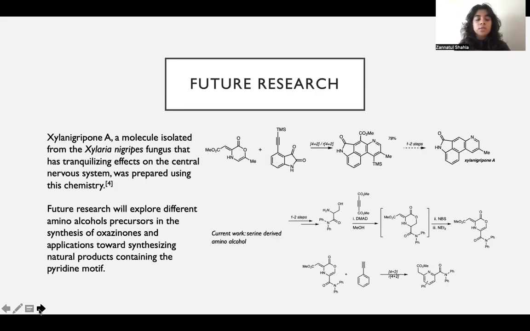Some future research is applying this pathway to natural product synthesis. So currently in the lab, we are working on xylanogrypin-A, using this scheme and reacting it to afford this natural product, which has tranquilizing effects on the central nervous system. Future research will involve using different beta-amino alcohols to expand this library and to show proof of principle that this scheme does in fact work.